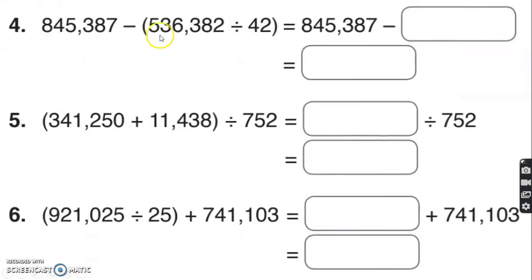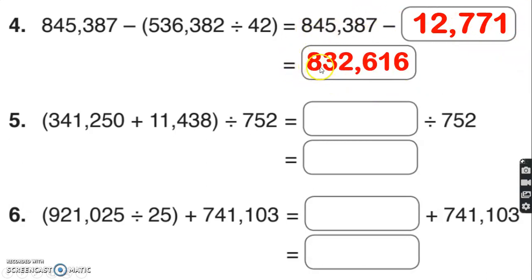Let's proceed to 4, 5, and 6. Number 4: 845,387 minus 536,382 divided by 42 is equal to 12,771. Then subtract this, equal to 832,616.